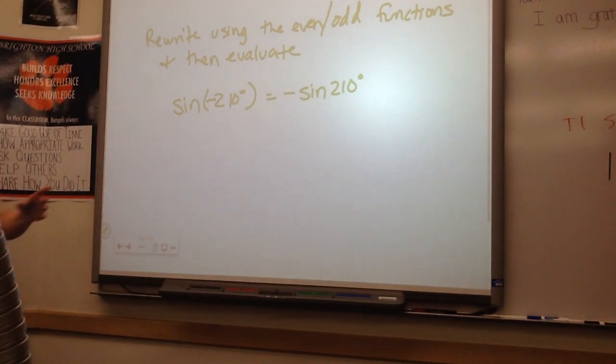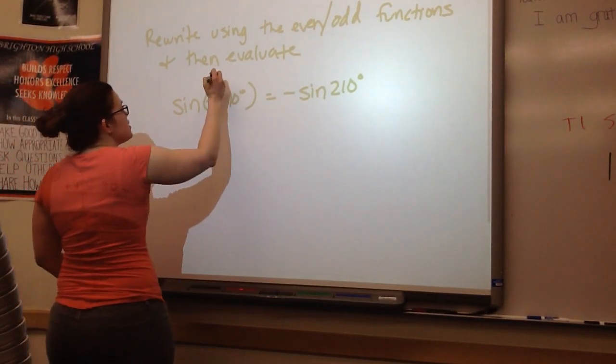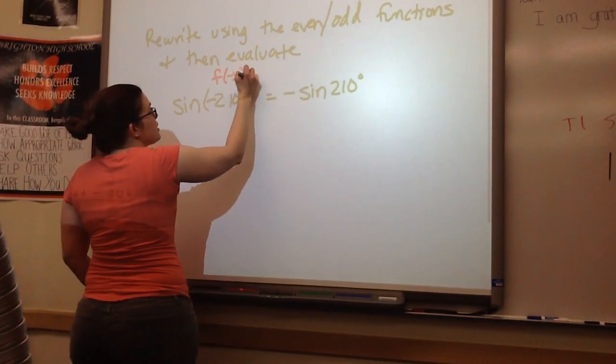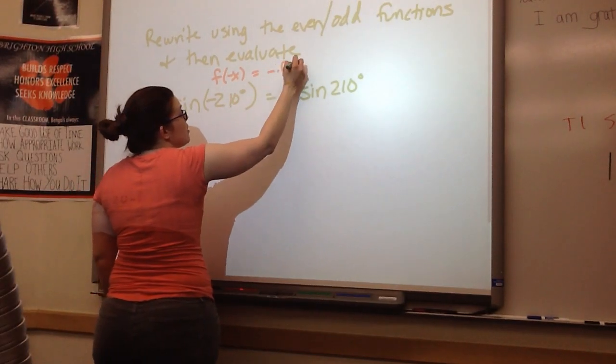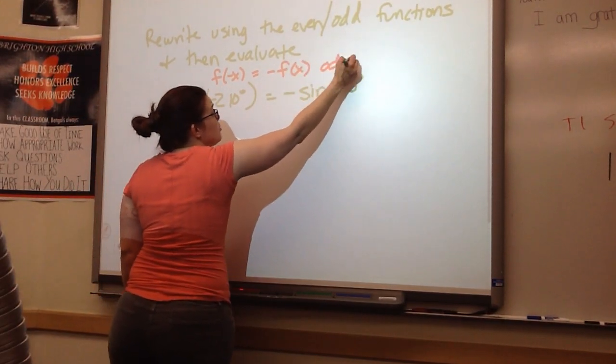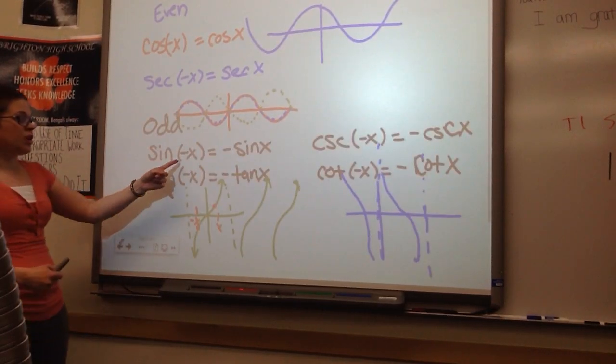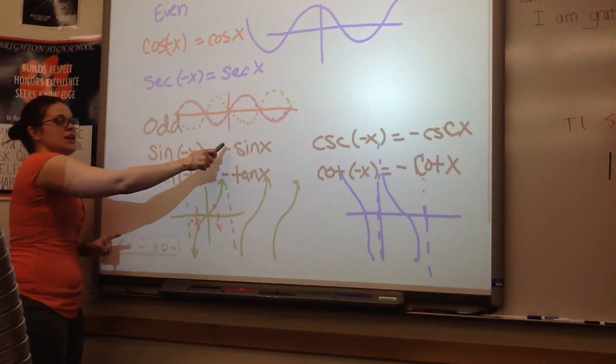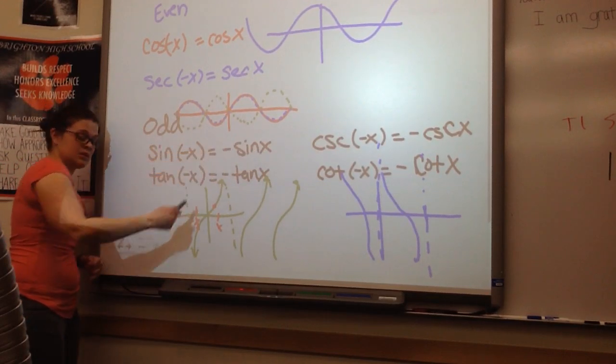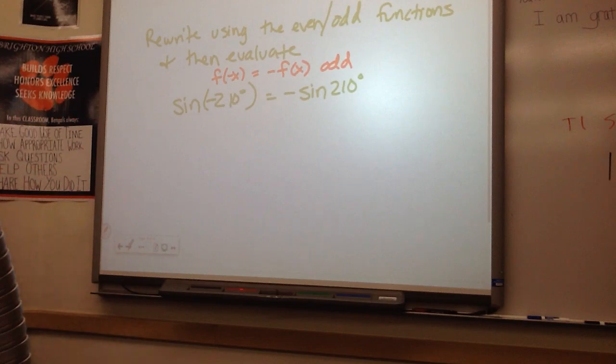So this is what we're using. We're saying that f of negative x is the same thing as negative f of x. This is what being odd means. It's that same thing we just wrote on the previous page: sine of negative x is the opposite of sine of x. That's because sine is an odd graph, it has odd symmetry, I should say.